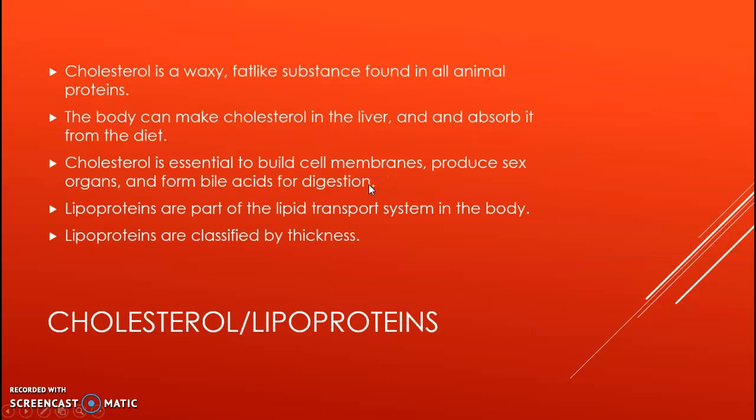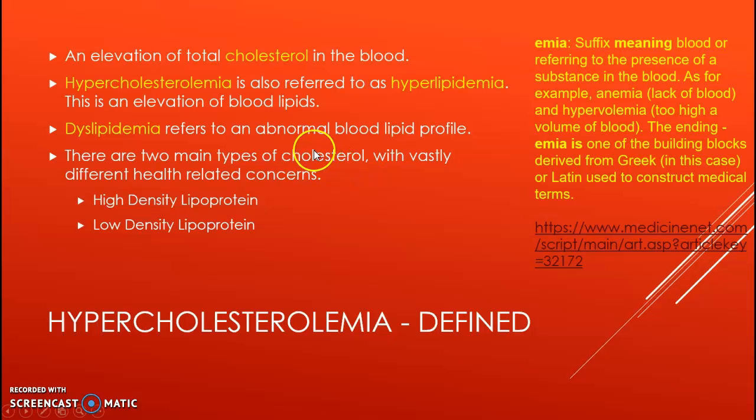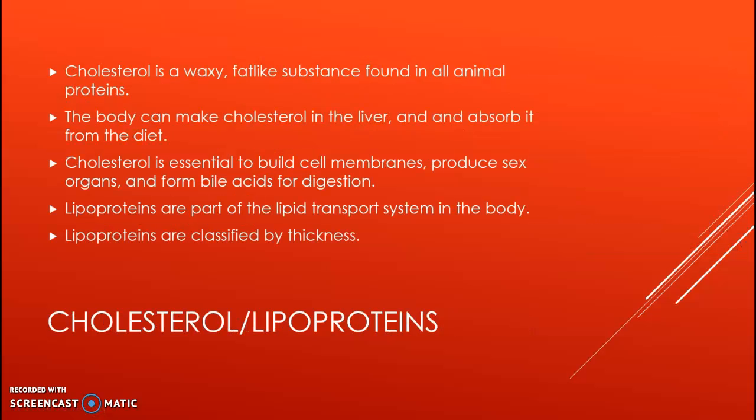High density lipoprotein and low density lipoprotein are the two main types, with different health concerns associated with each. So cholesterol, well, lipoprotein, is a waxy fat-like substance. That's where the lipo comes from. Like when you hear the term liposuction, they're sucking fat, lipids, out of the human body. So cholesterol and lipoprotein is a fat-like substance in the protein family. It's found in all animal proteins, and the body can make cholesterol in the liver, and it's also absorbed from the diet.